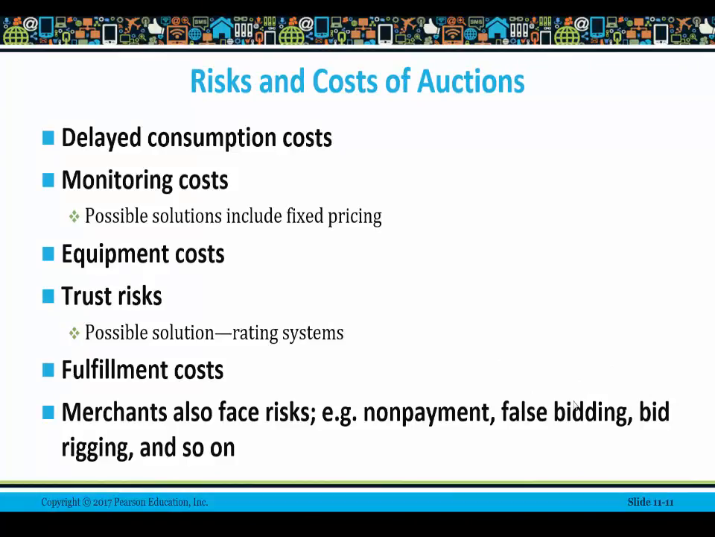There are a number of risks and costs involved in participating in auctions. In some cases, auction markets can fail, like all markets at times. Delayed consumption costs: internet auctions can go on for days, and shipping will take additional time. Monitoring costs: participation in auctions requires your time to monitor bidding. Equipment costs: internet auctions will require you to purchase a computer system and pay for internet access. Trust risks: online auctions are a significant source of internet fraud. Using auctions increases the risk of experiencing a loss.